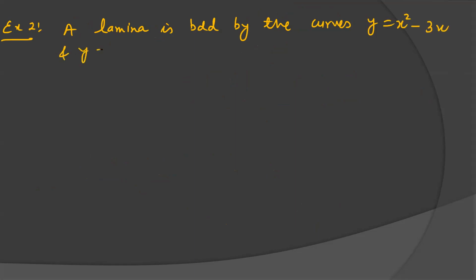A lamina is bounded by the curves y equal to x square minus 3x and y equal to 2x. The density is given by lambda into xy.